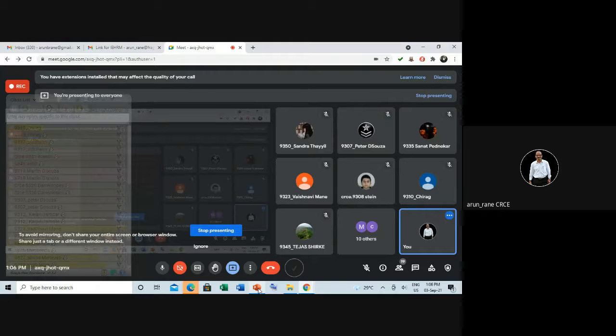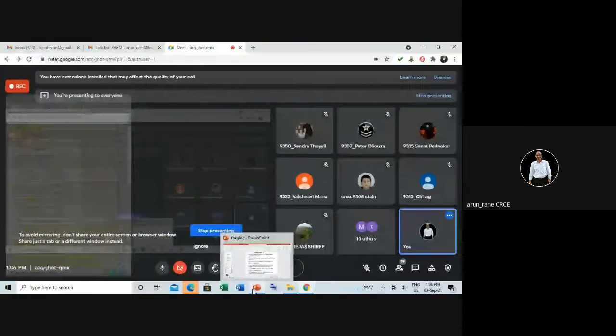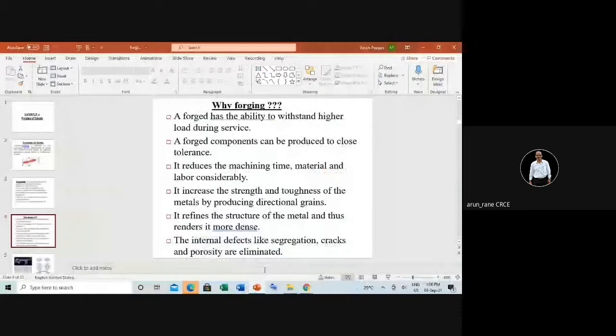As the carbon percentage increases, the brittleness will increase. And in forging we have to hammer it, isn't it? Then pressure is applied. So obviously it is going to break. So the material which has higher carbon percentage, they cannot be forged.